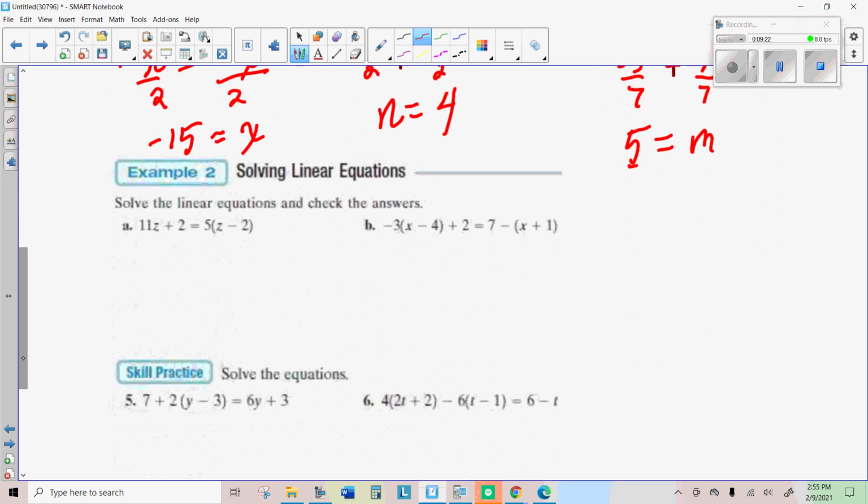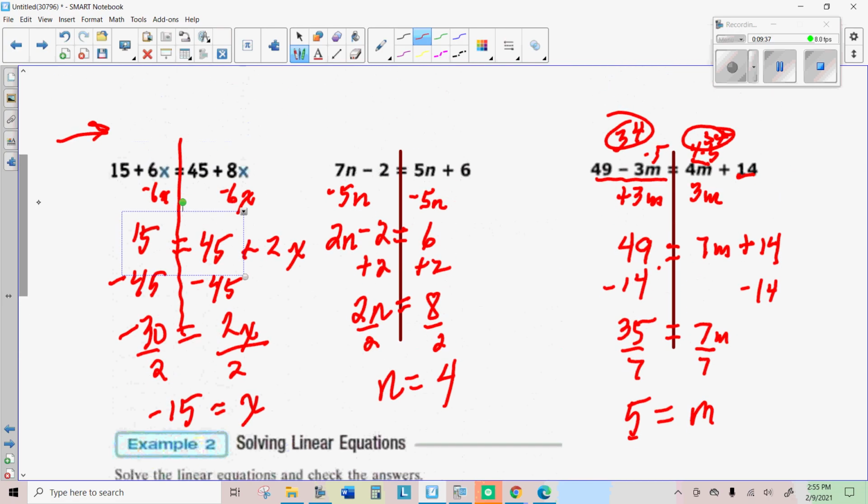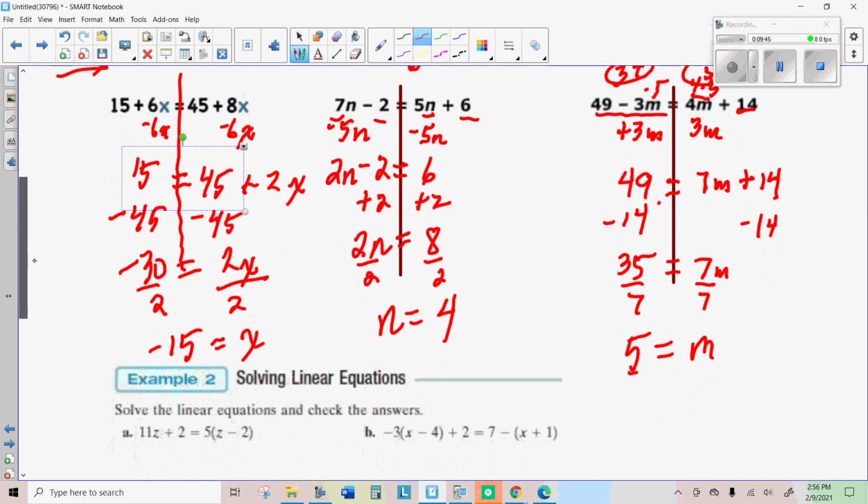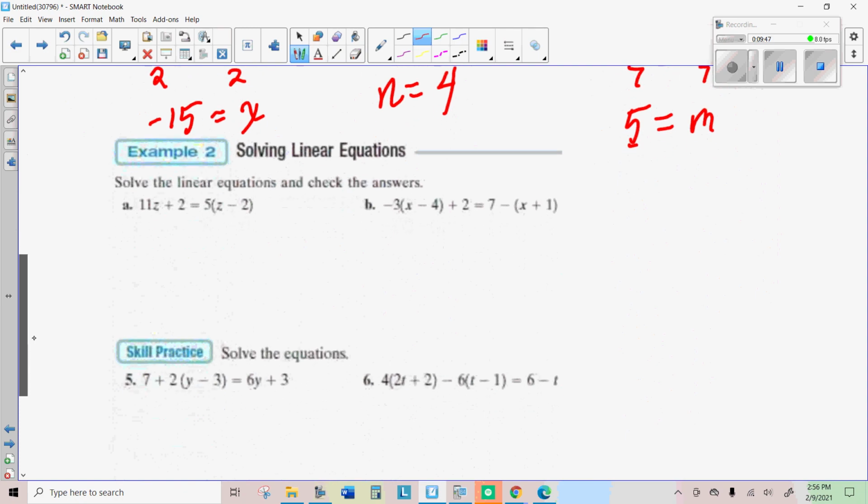Sometimes you have to simplify an equation first before you start working on it. In other words, you need to clear the parentheses. When you're working with linear equations, you should have no more than 2 terms on each side when the equation is completely simplified. Notice here you have 2 terms on this side, 2 terms on this side. If you have more than 2 terms on one side, then there's something you can simplify.